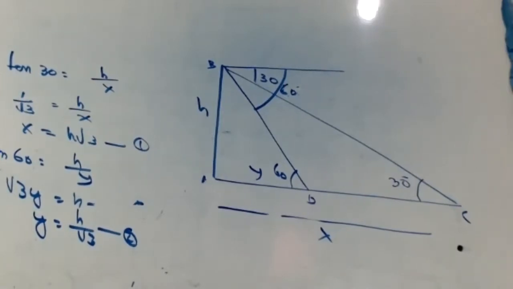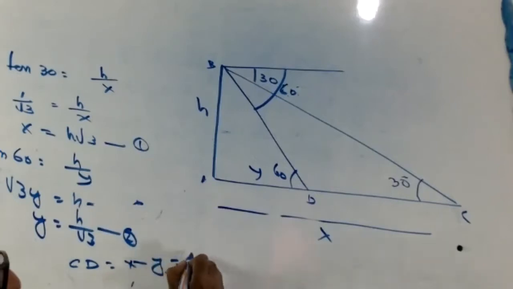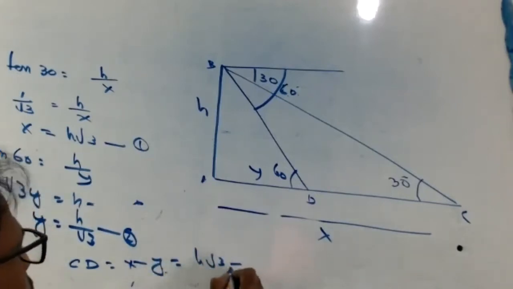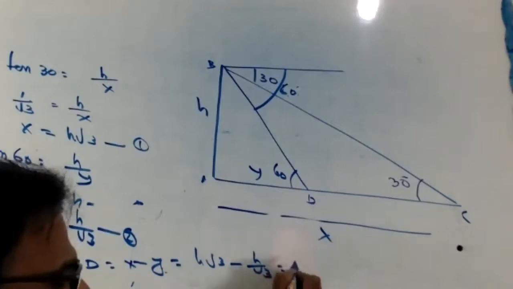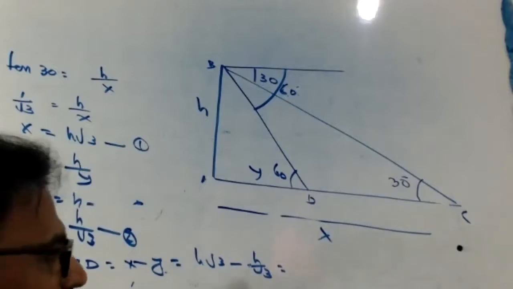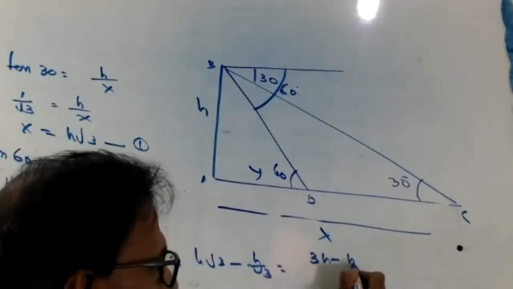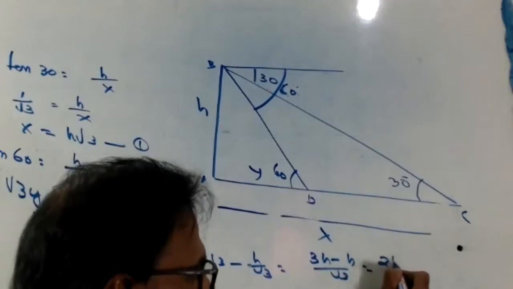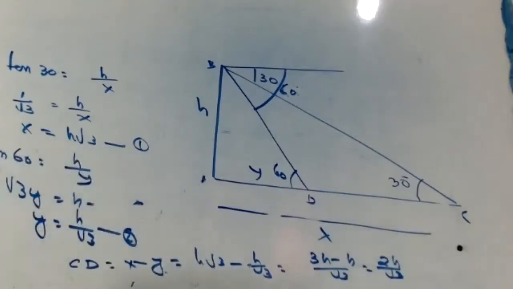Okay, now look here. According to our plan, we have to find out CD. CD means x minus y. So CD equals x minus y, that is h root 3 minus h by root 3. Correct or no? That is 3h minus h by root 3, that is 2h by root 3. This is the distance.